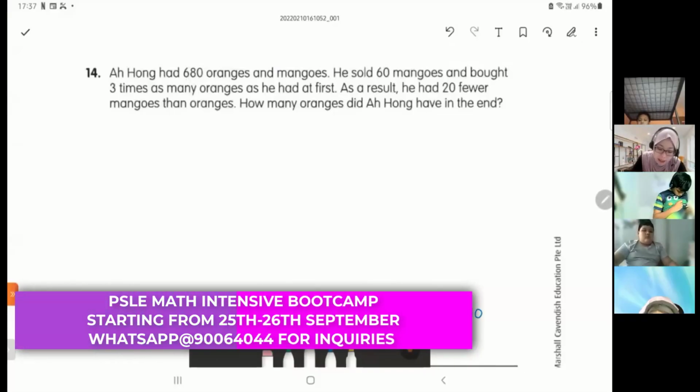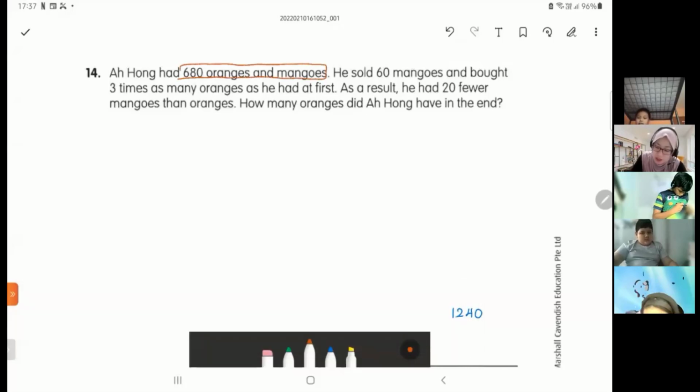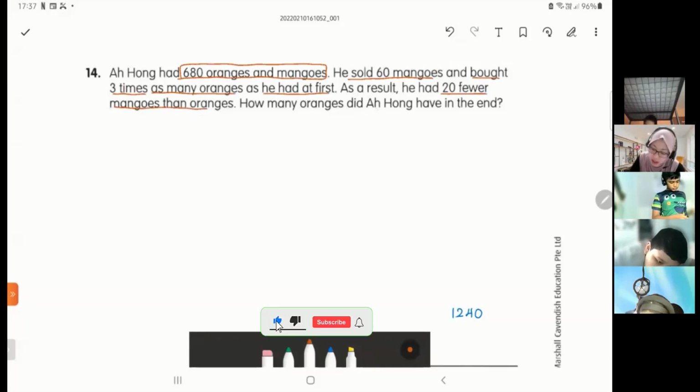Hong had 680 oranges and mangoes. This is the total number of oranges and mangoes Hong had. He sold 60 mangoes and bought 3 times as many oranges as he had at first. As a result, he had 20 fewer mangoes than oranges. How many oranges did Ahong have in the end?